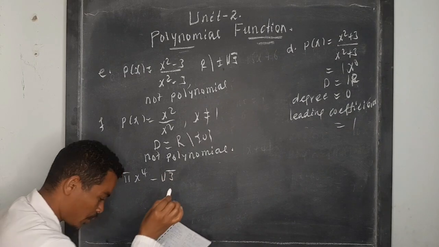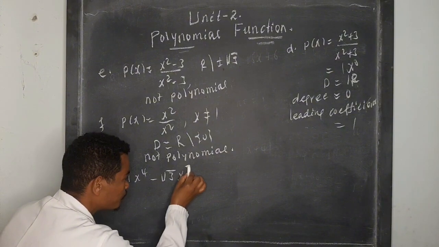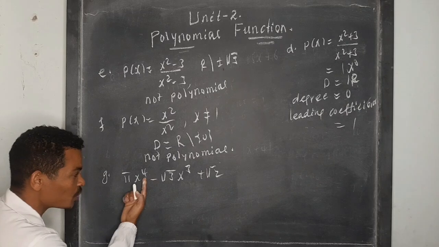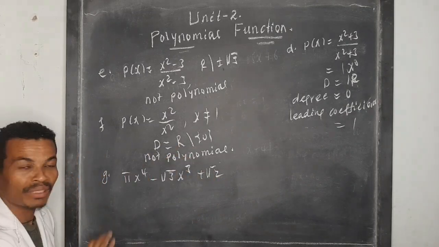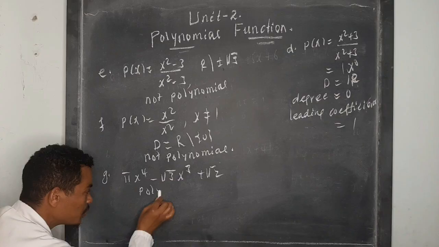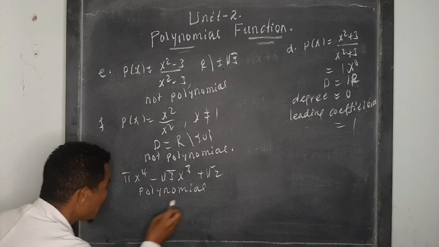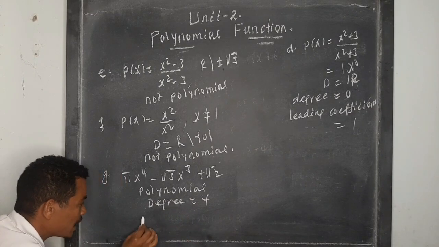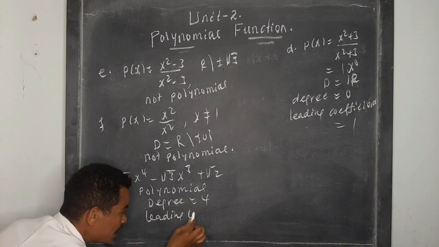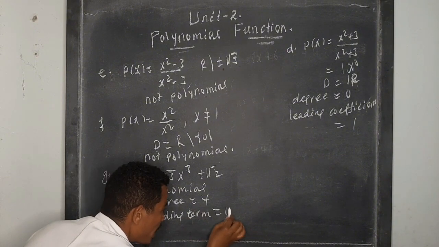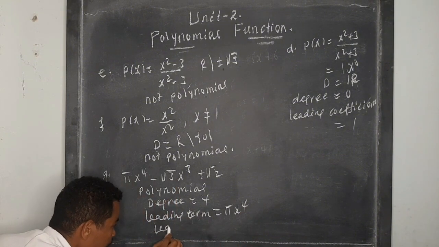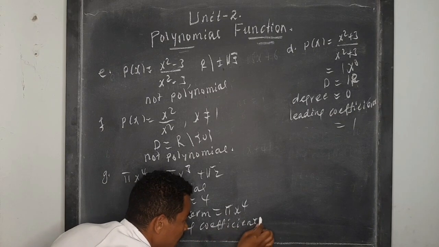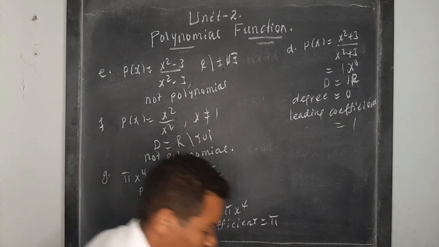G. P of x is pi x to the power of 4 minus square root of 3 x cube plus radical 2. This one is a polynomial because the exponent is 4, and the coefficients pi, radical 3 and radical 2 can be any real number. This is a polynomial and the degree is 4. The leading term is pi x to the power of 4, and the leading coefficient is equal to pi. Okay.